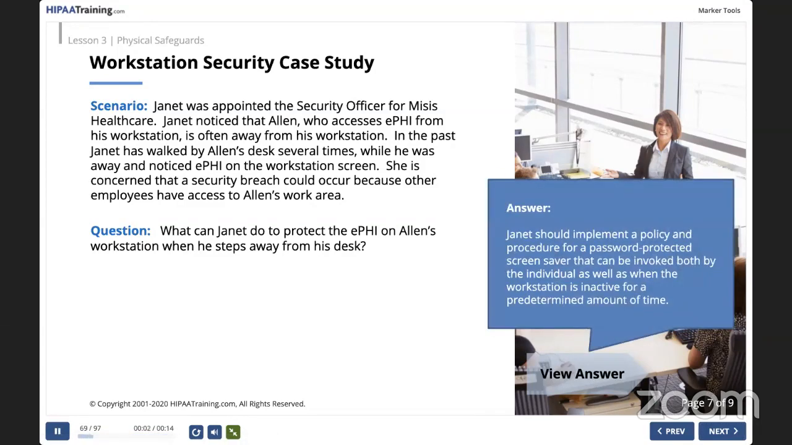Answer. Janet should implement a policy and procedure for a password-protected screensaver that can be invoked both by the individual as well as when the workstation is inactive for a predetermined amount of time.